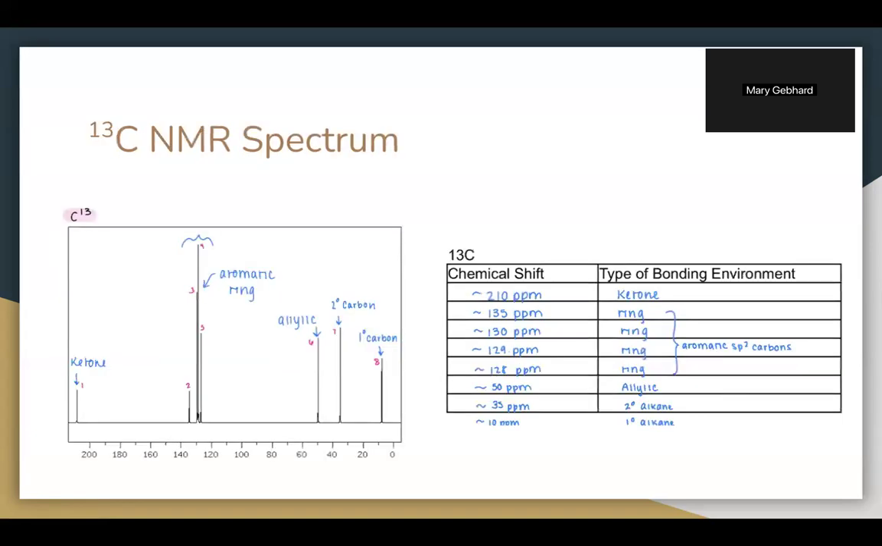I then took a look at my CNMR spectrum, and the first thing that I did was to count the individual peaks that were present in this spectrum. In total, I counted 8, which equates to 8 unique carbon peaks.